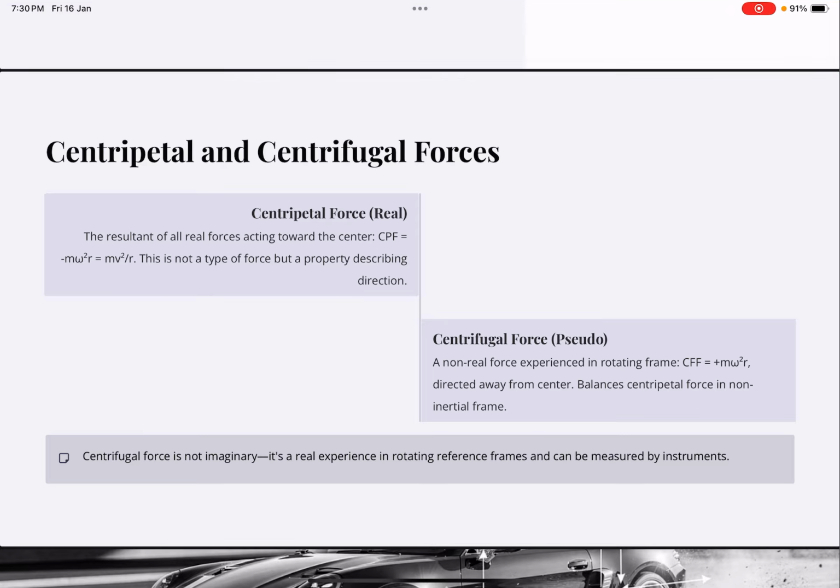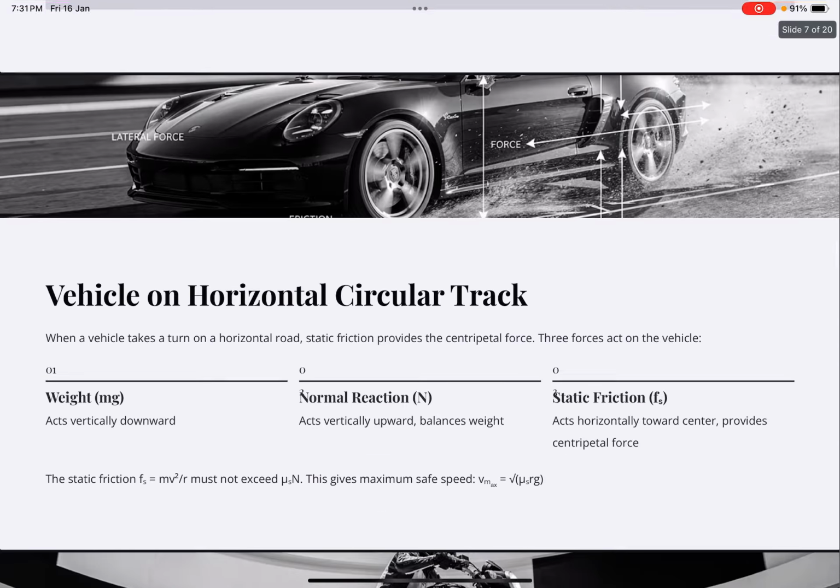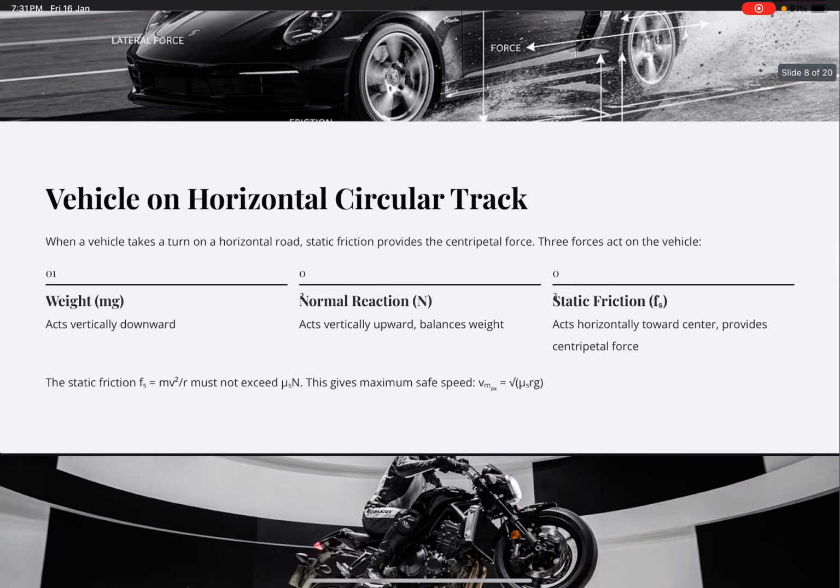So centrifugal force is not imaginary, it is a real experience in rotating frames, and it can be measured by instruments. So though it is called pseudo, it is to be understood that it is a real experience but in the rotating reference frame, and hence we can also measure it. So it is not unreal.